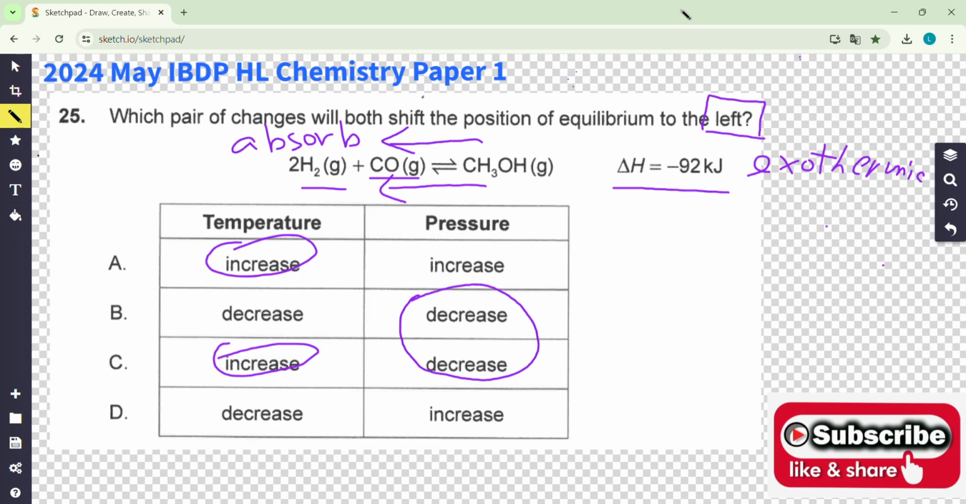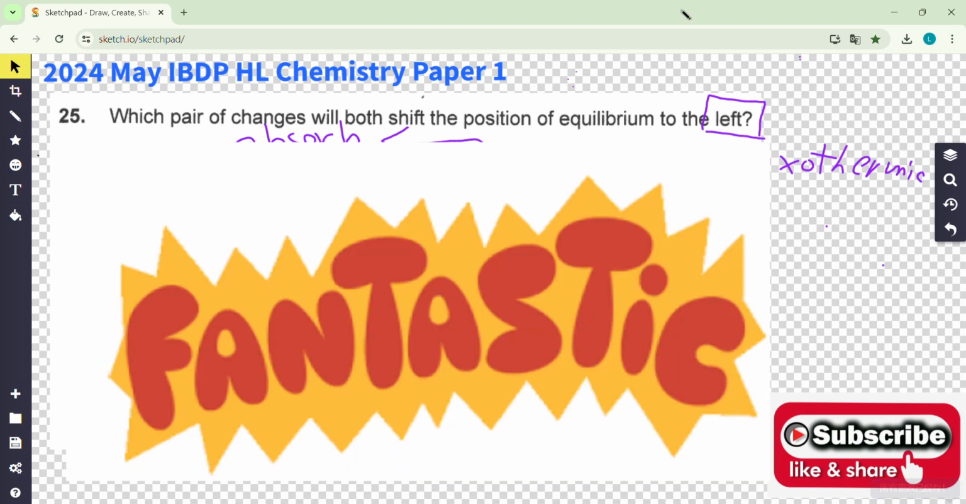Remember, the pressure compresses it, okay? Compress the thing, stop the gas from coming out, right? So, what's the answer? Yeah, you got it. The answer is C because we are... fantastic. So we got the result, okay? See you for next question.